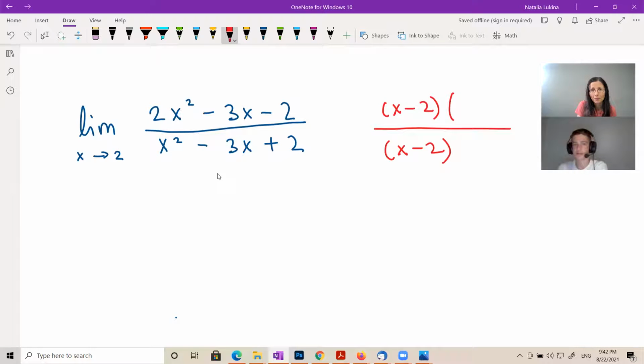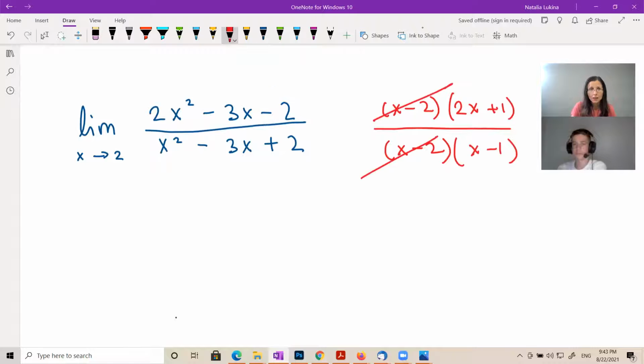It's going to be x minus 2 times 2x plus 1. Yep. And then the bottom one's going to be x minus 2 times x minus 1. All right, that's the factored form. So now we can cancel the term that made the expressions equal to 0. And after that, it's okay to plug in the value of 2.